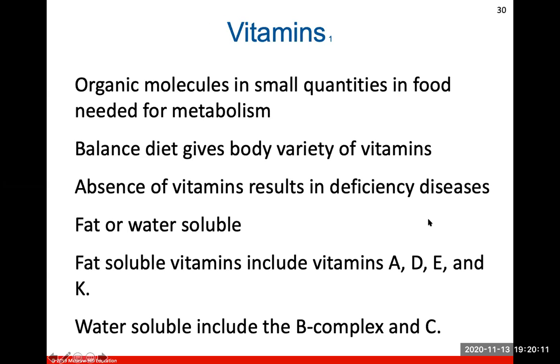Organic molecules in small quantities in food needed for metabolism describes your vitamins. A balanced diet gives the body a wide variety of vitamins, and the absence of vitamins usually results in deficiency diseases. Vitamins can be fat or water soluble. Fat soluble vitamins include A, D, E, and K, and water soluble include the B complex and C.